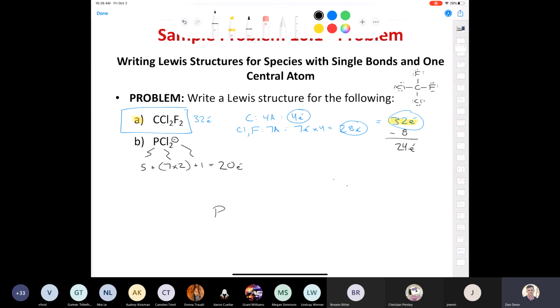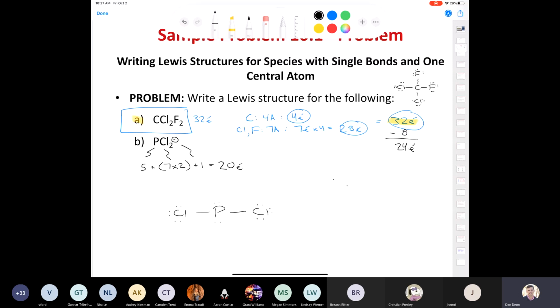Now chlorine can usually only have 1 bond. So let's start with our phosphorus in the middle. Phosphorus is less electronegative than chlorine. So we're going to start with the phosphorus in the middle. The chlorine's on the end. Right now, we've used up 2 electrons. We've got 18 to go. So we go 1, 2, 3, 4, 5, 6, 7, 8, 9, 10, 11, 12, 13, 14, 15, 16, 17, 18, 19, 20. So there we go.